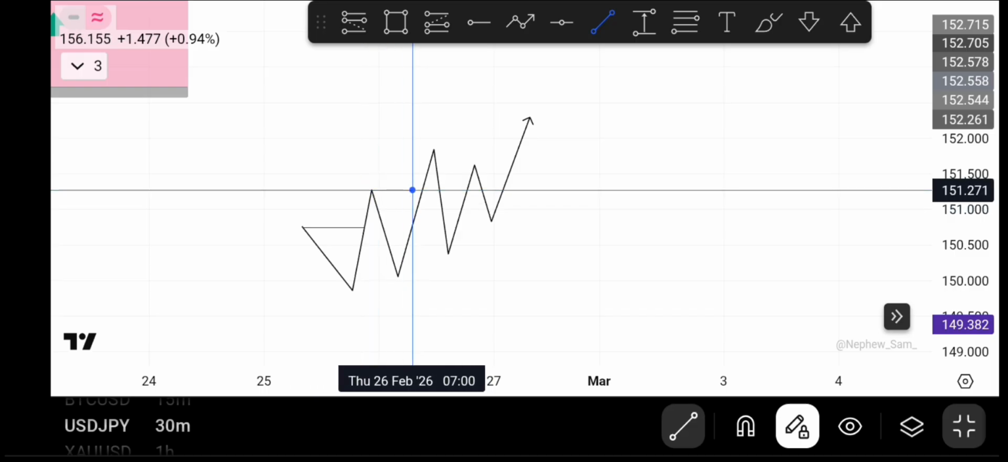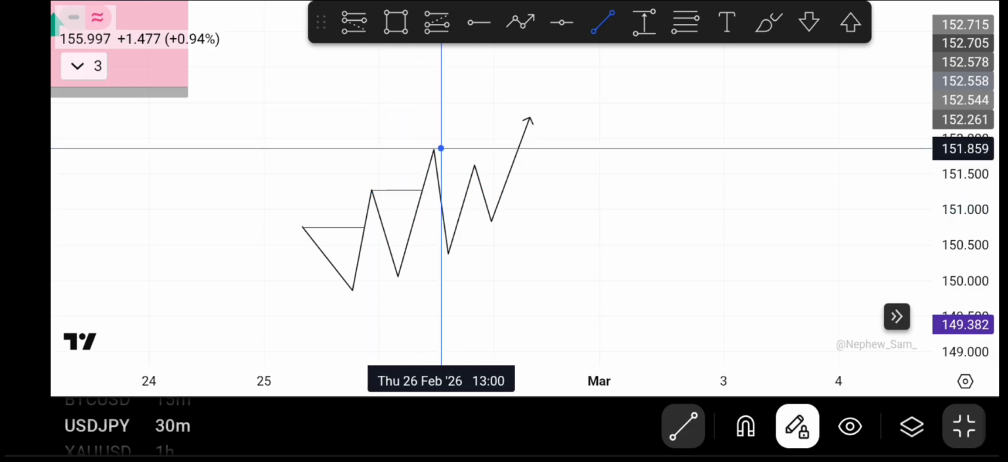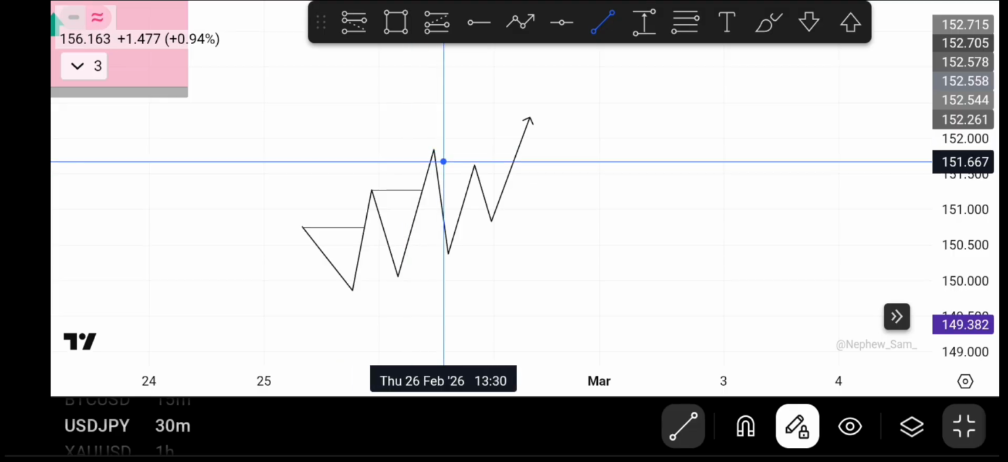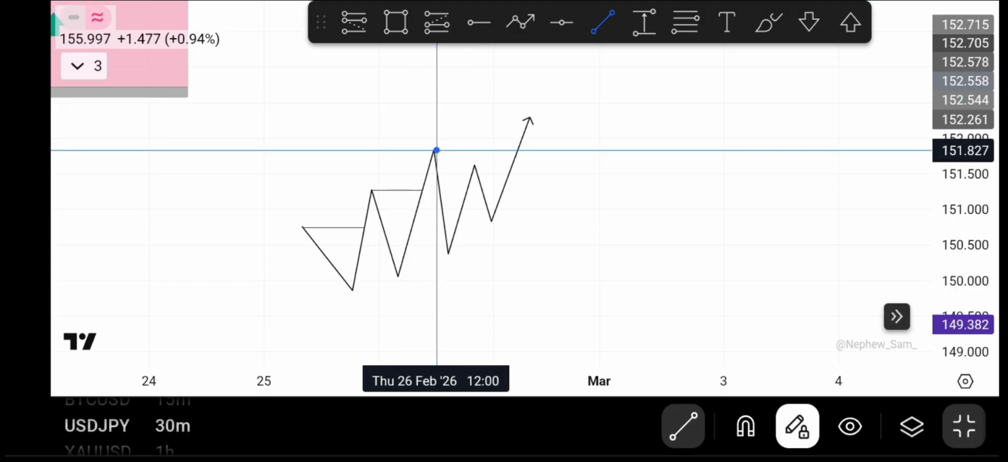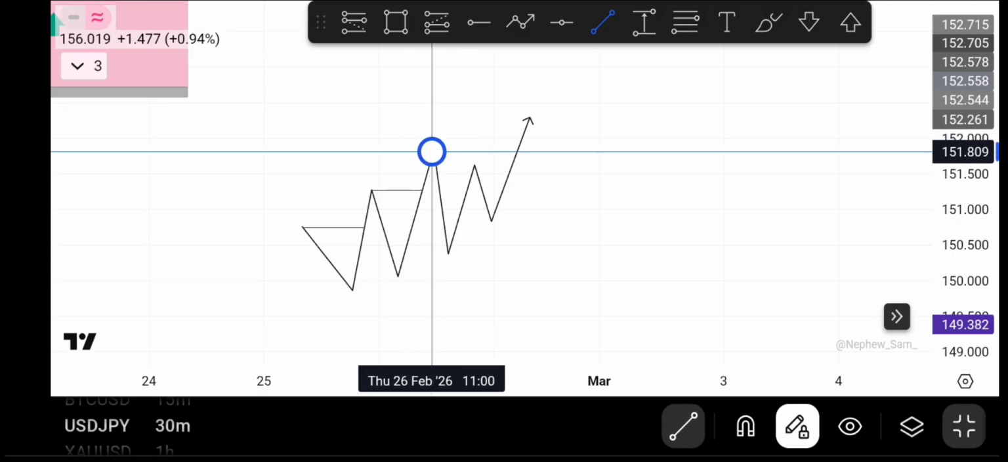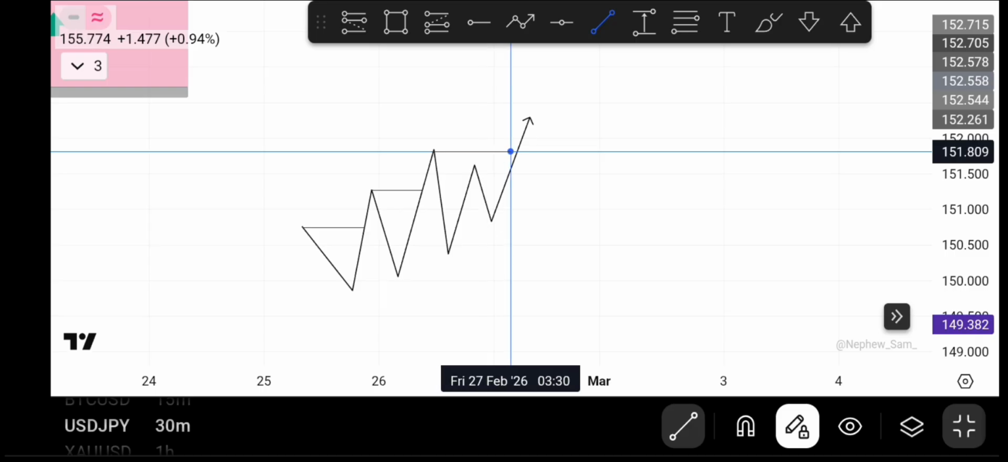This is another structure. Now this structure, this is high. This high now is the high we are working with, which market has to take out to keep us on a bullish move. I don't know if you're getting my point.